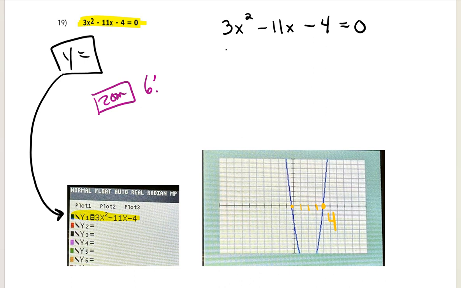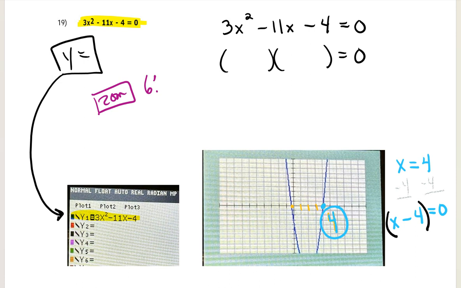Okay, these types of trinomials always factor out to be two binomials. And I know that this point right here is the number 4. I know that x is equal to 4. So if I were to subtract 4 on both sides, this would become x minus 4 equals 0, which means this is one of my factors.